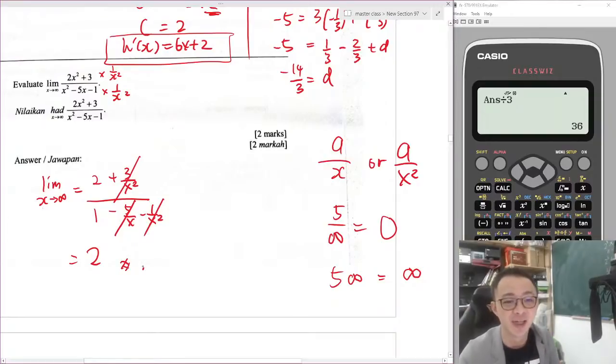Okay, so this is how we do this kind of question. So we want to make sure any number divided by infinity, we will get a number very, very close to 0. So we just assume it's 0 in mathematics. Alright, so let's move on to the next one.